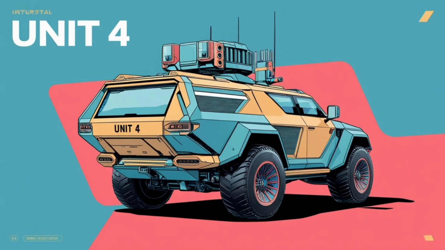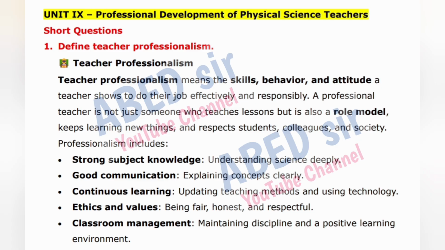Unit 4 first important short question is: define teacher professionalism. Teacher professionalism means the skills, behavior, and attitude a teacher shows to do their job effectively and responsibly. A professional teacher is not just someone who teaches lessons, but is also a role model, keeps learning new things, and respects students, colleagues, and society.